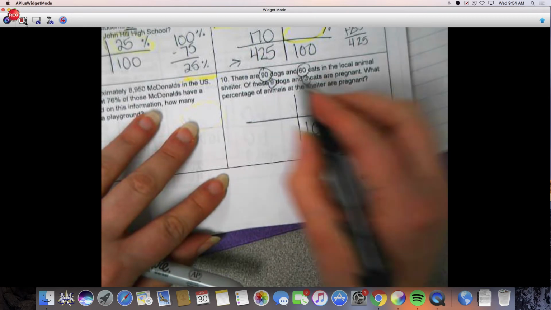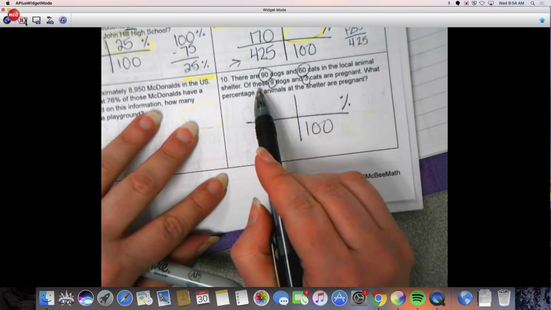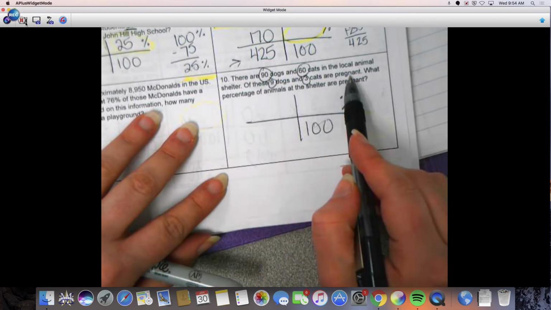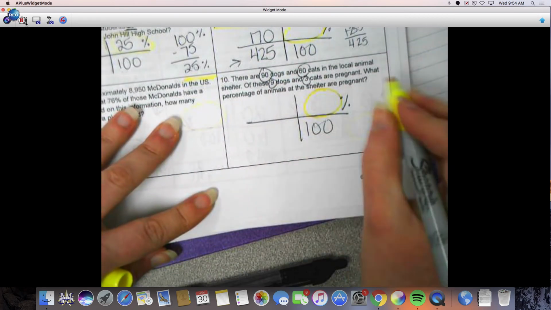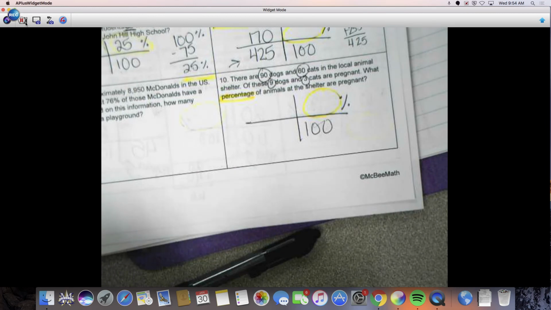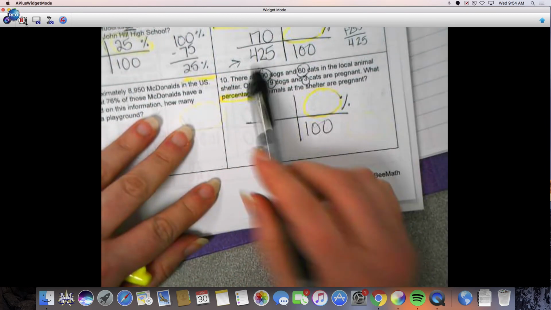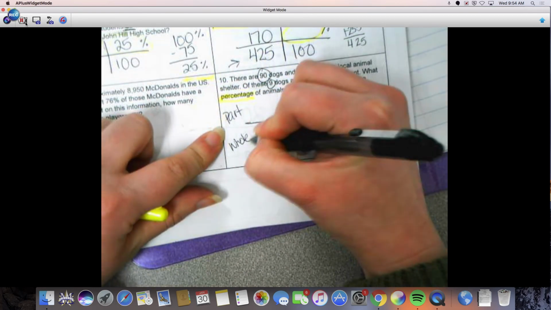So, there are 90 dogs and 60 cats in the animal shelter. Of these, 9 dogs and 3 cats are pregnant. What percentage of animals at the shelter are pregnant? So we know it's going to be the blank. Right? We know it's going to be the percentage. This is part. This is whole. Let's start with the whole.